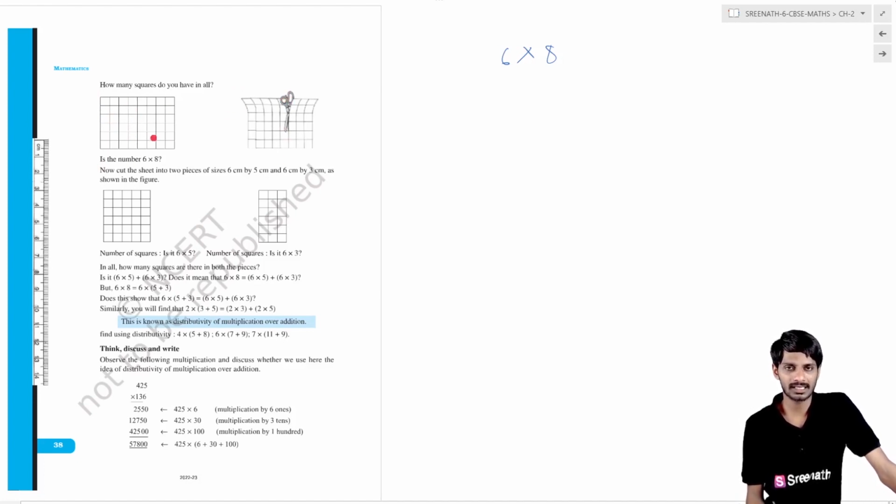cutting this graph paper. After cutting, what happens? One cutting, we have cut this paper. So one cutting has 1, 2, 3, 4, 5, 6. So basically the rows will not be changed. We have cut in this direction only. We have cut for columns only.